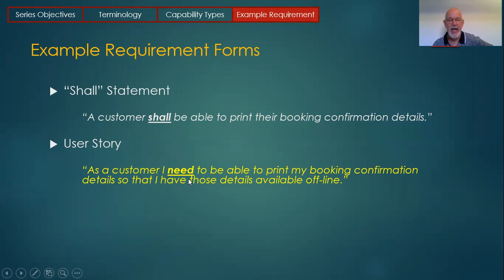As a customer, I need to be able to print my booking confirmation details so that I have those details available offline. User stories have this third component where they include the value of this particular story. The reason user stories want the value in every story is because user stories are used in Agile. Agile prioritizes their stories based on their value.